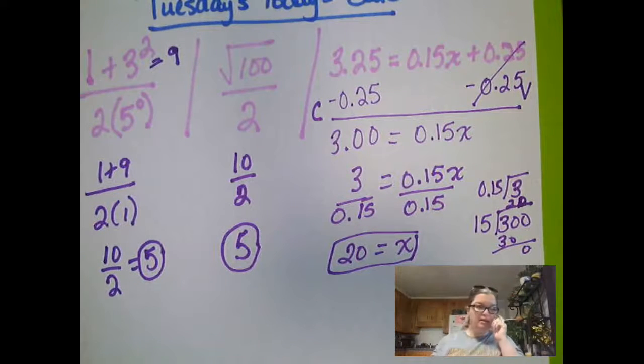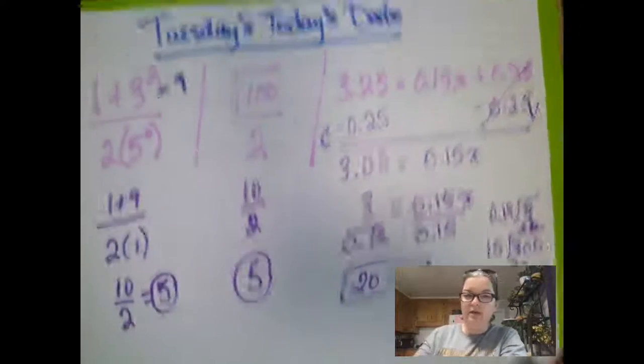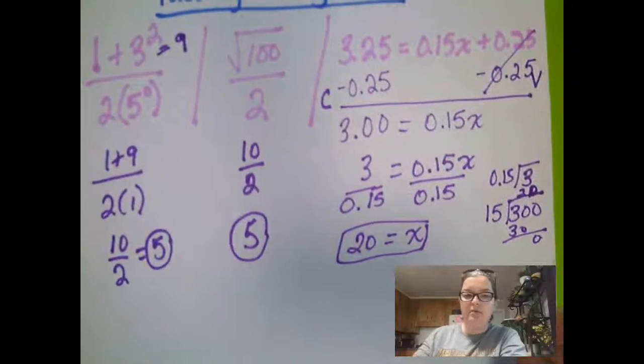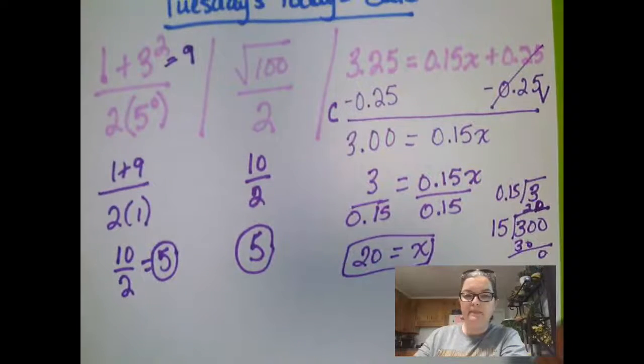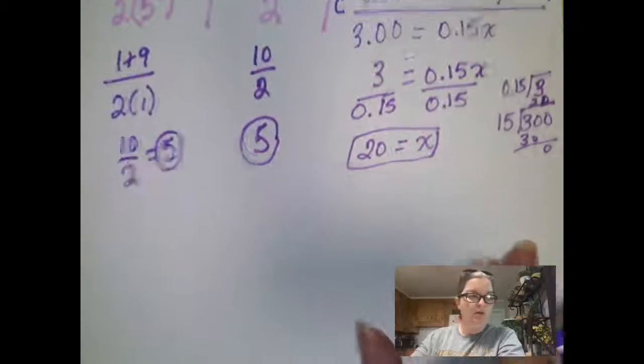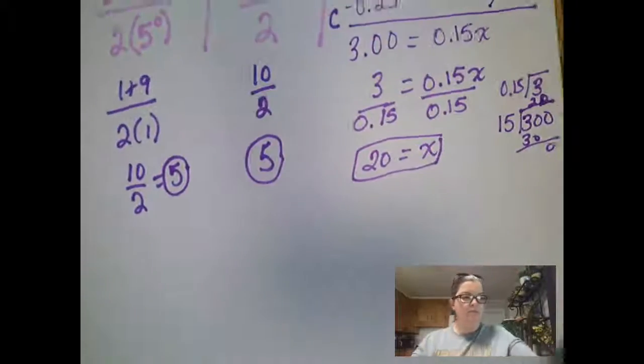So let's take this equation again. 3.25. We're going to rewrite it. Let me pause for a minute. You guys got today's date? Great. We're going to rewrite it. I've got it written over here.